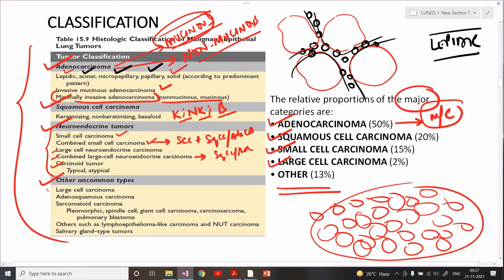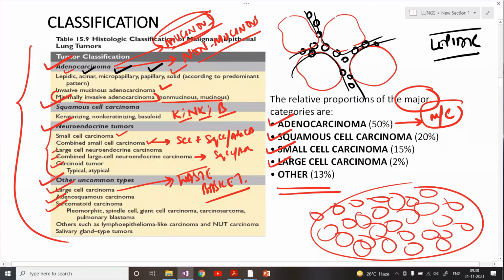Other less common types is the large cell carcinoma. Now, this large cell carcinoma is that carcinoma which cannot be placed in any category. It cannot be called squamous, it cannot be called adeno, it cannot be called neuroendocrine. So it is undifferentiated, actually a waste basket. Means when I cannot differentiate between the lung tumors and no other diagnosis is possible, I give the term large cell carcinoma, which I am going to tell you later on as well. Then we have adenosquamous, wherein in the same tumor you have adenocarcinoma along with squamous cell carcinoma.